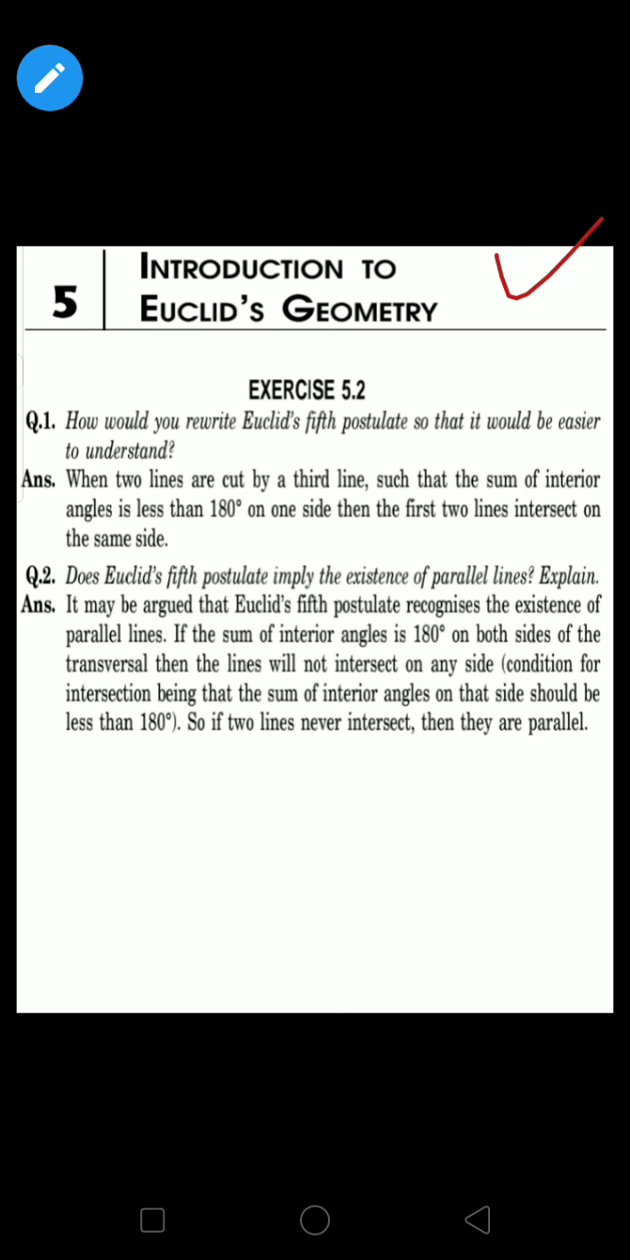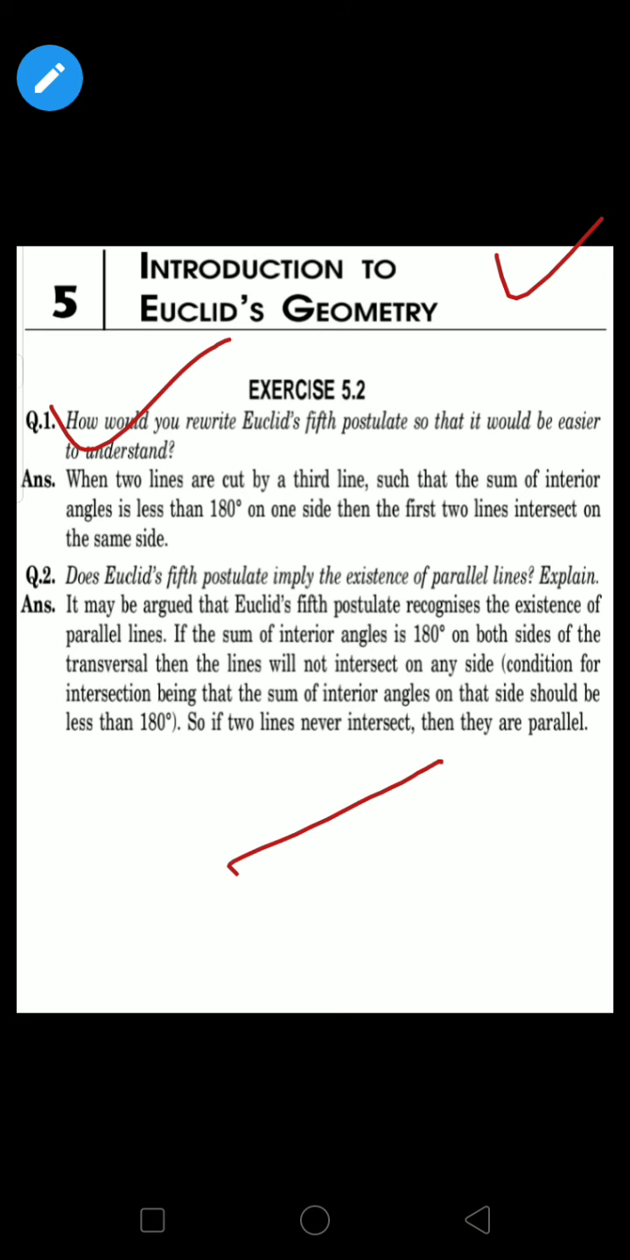Okay. What is written here, students? The first question: how would you rewrite Euclid's fifth postulate so that it would be easier to understand? First, you have to remember what the fifth postulate was. When two lines are cut by a third line such that the sum of interior angles is less than 180 degrees on one side, then the first two lines intersect on the same side.